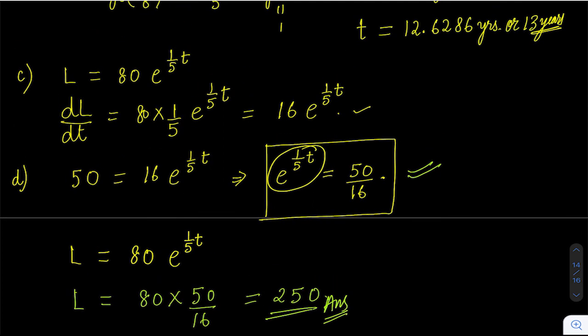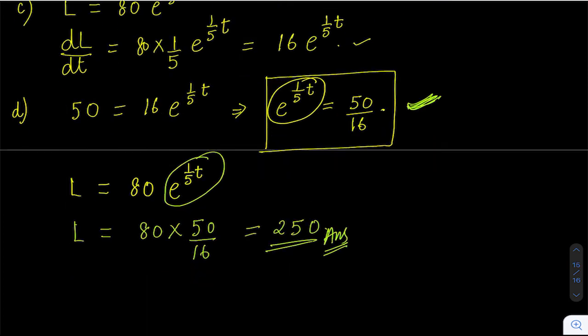Now there is one more thing you can do here: from this equation, you can first find the t value and then substitute the t value here. That's the same thing. But anyways, we don't need time because they are not asking for it, so I have just directly substituted this e power 1 by 5 t value. The alternate thing to do is you can find t also when dL by dt is 50, or when the population of lions is 250.